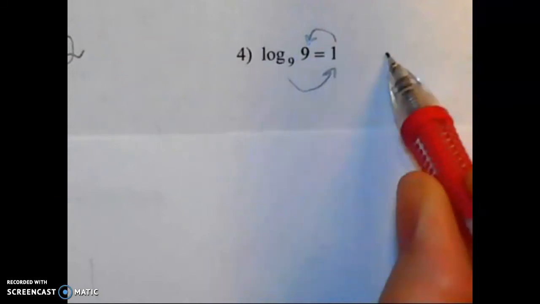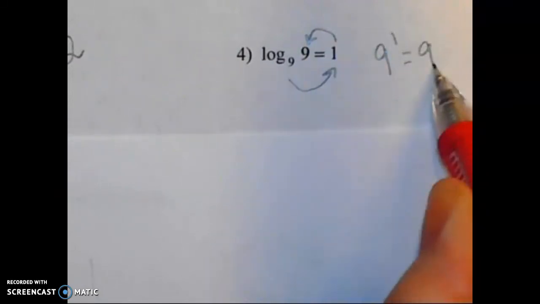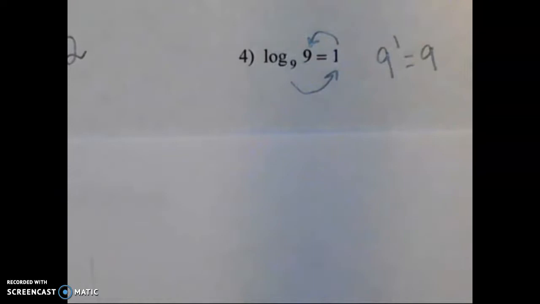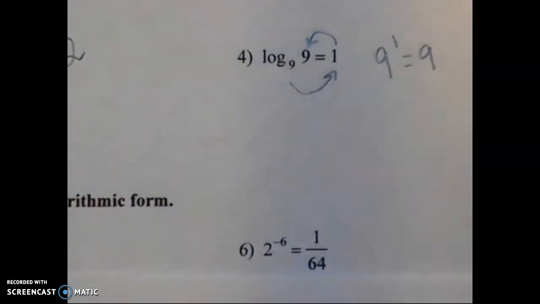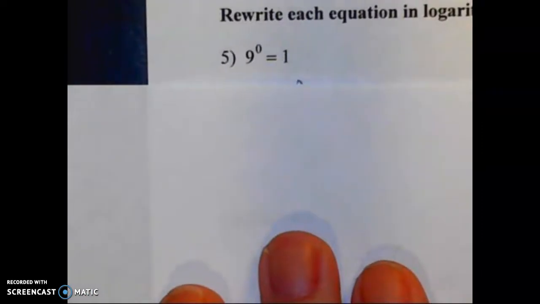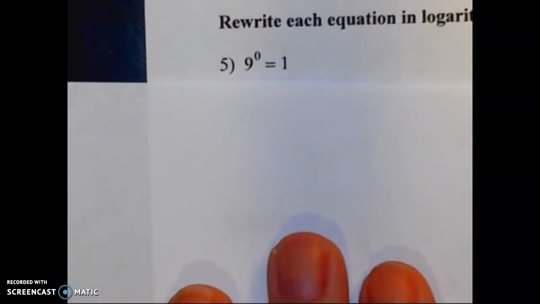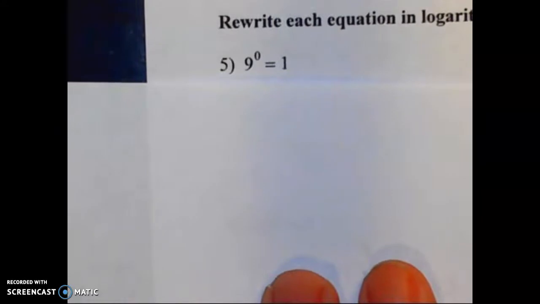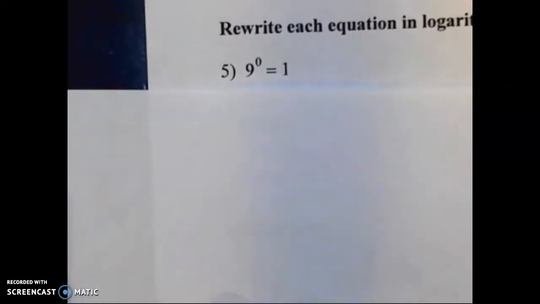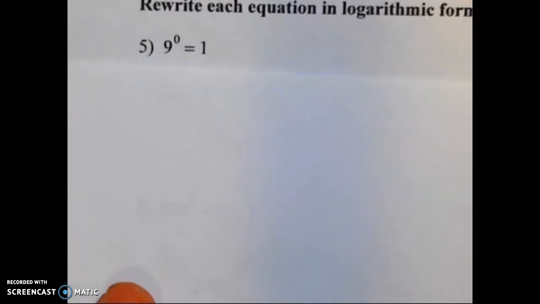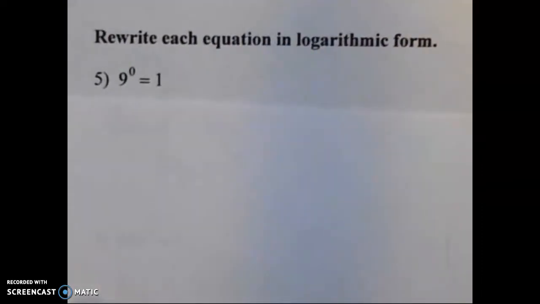Nine to the 1st equals 9. So these are all true statements, and they will always be true. All we're doing is rewriting. So we're going to go in the opposite direction here. Here I give it to you in exponential form, and we need to introduce some logs. This is going to be helpful when we start solving equations using logs. We're going to rewrite each equation in log form.